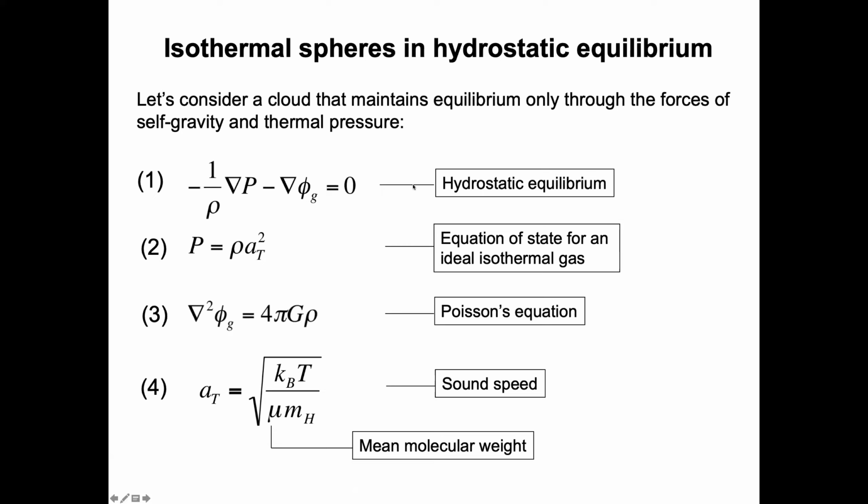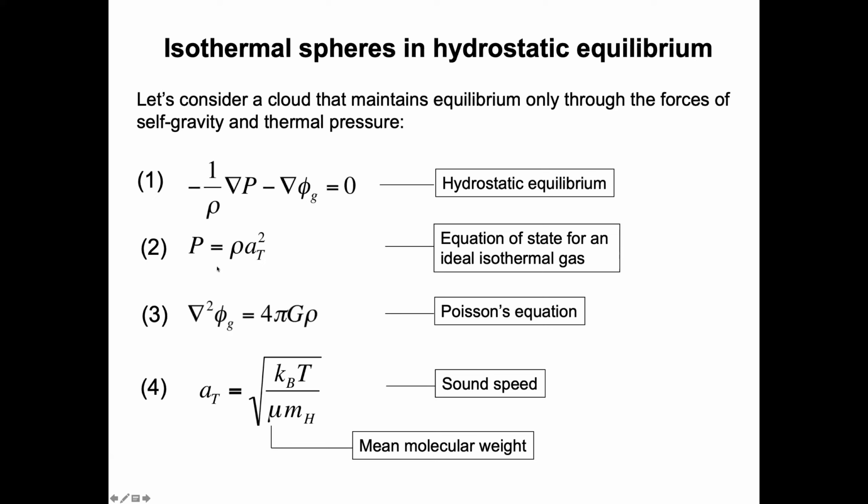So you have 4 equations that you need to know and to write down if you want to write, for example, the Lane-Emden equation or something similar that describes the structure of your cloud. The hydrostatic equilibrium equation is this one, which connects the gradient of the pressure, where rho is the density, and this is, of course, the gradient of the gravitational potential, phi g.